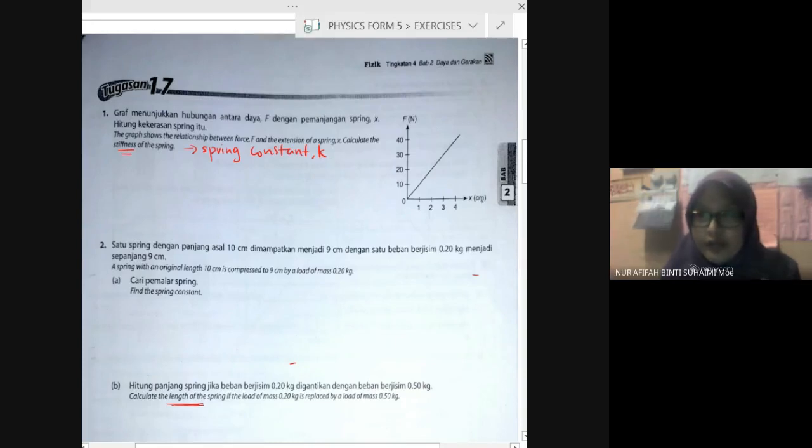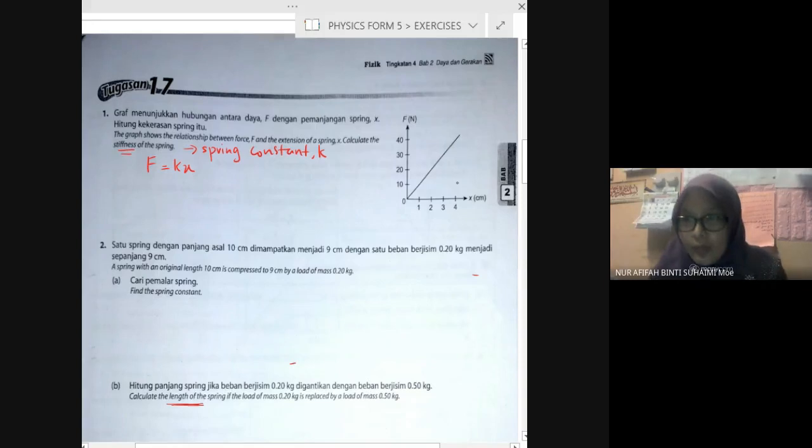Now, how to find K? So, F equals kx. You can use the equation F equal to kx, right? But here you are given the graph. So you just follow the graph, where how to find K is by calculating the gradient of the graph. Find the gradient.